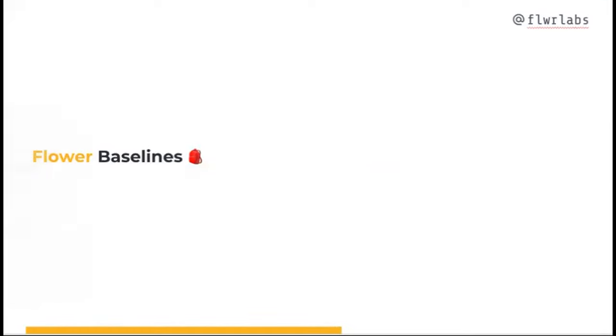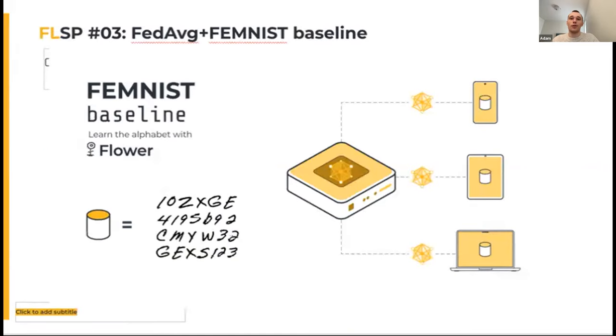Hello. Just a quick recap. Flower Baselines are, in simple words, just implementations of very popular papers in federated learning, and we provide easy solutions to reproduce them. And that's Flower Baselines in a nutshell. And today I'm going to tell you about the FEMNIST baseline, which comes from the LEAF paper. And we used the federated averaging strategy, which was also used in the paper.